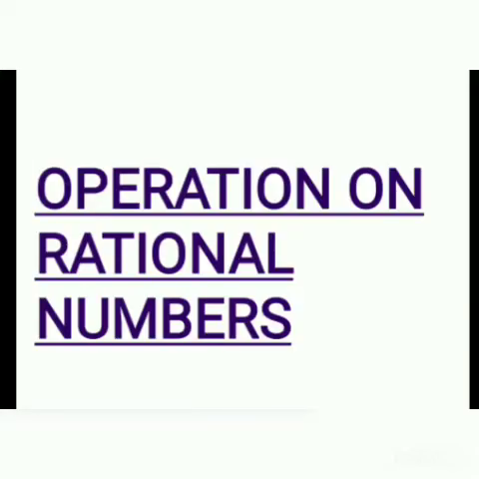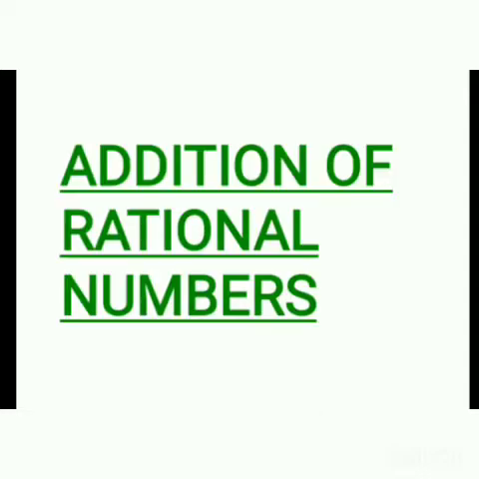operations on rational numbers. What is operation on rational numbers? What are the basic operations? Yes, addition, subtraction, multiplication and division. How to add, how to subtract or how to multiply or how to divide two rational numbers. So first we will go with the addition. That is, today we are going to discuss addition of rational numbers. How to add two rational numbers.